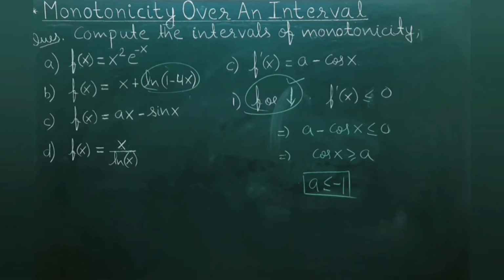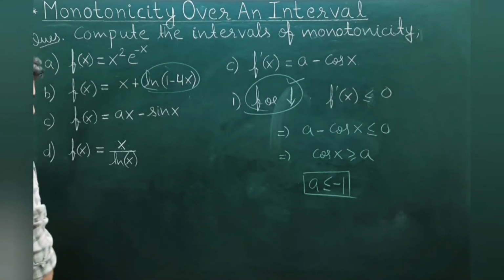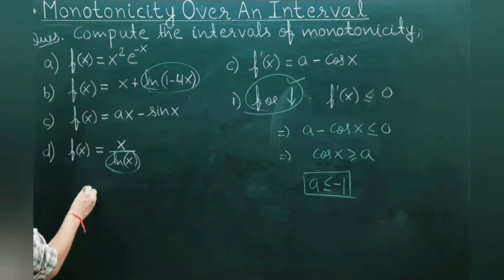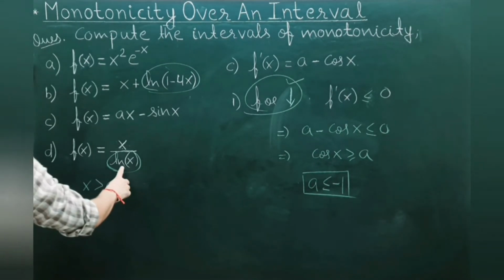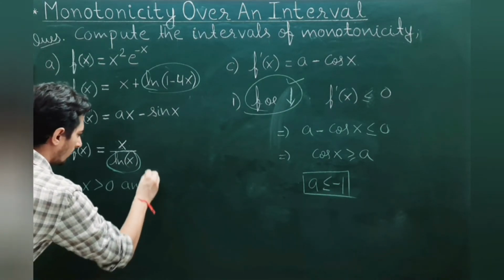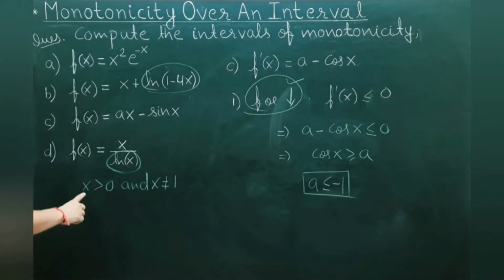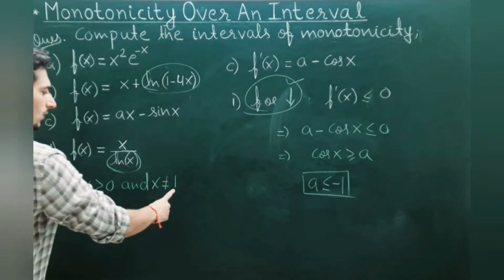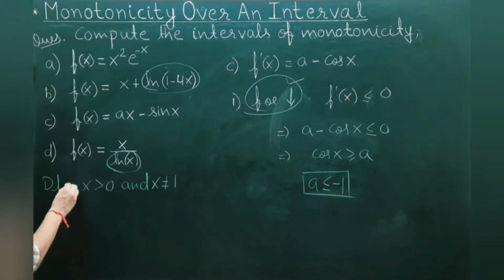Okay, so let's first of all calculate its domain. You know that for ln to be defined, x must be greater than 0, and also since it is in the denominator, it must not be equal to 0, and x must not be equal to 1. Okay, so x greater than 0 and x must not be equal to 1. This is the domain of the function.